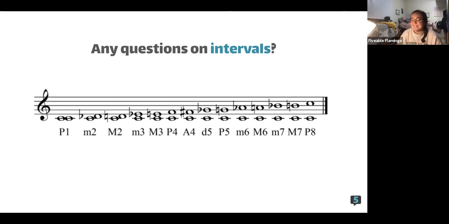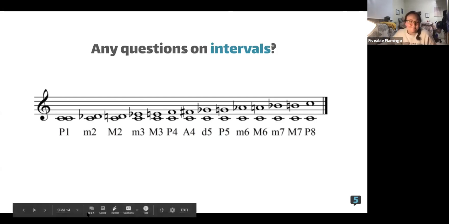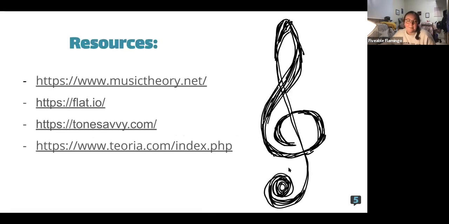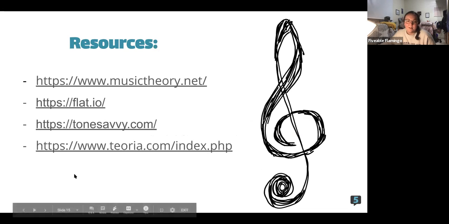Don't all jump at once. Okay. Oh, I forgot I have a mouse down here. I don't have to reach over. So that is the little interval section. We are at the end.